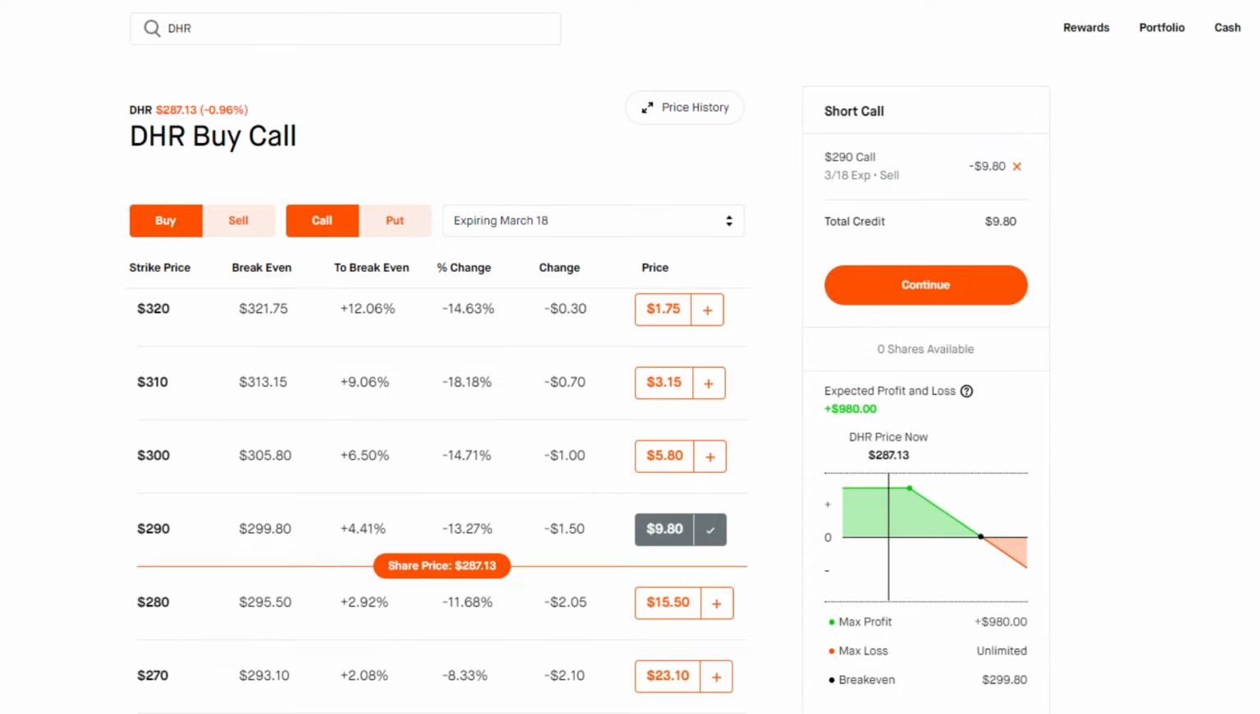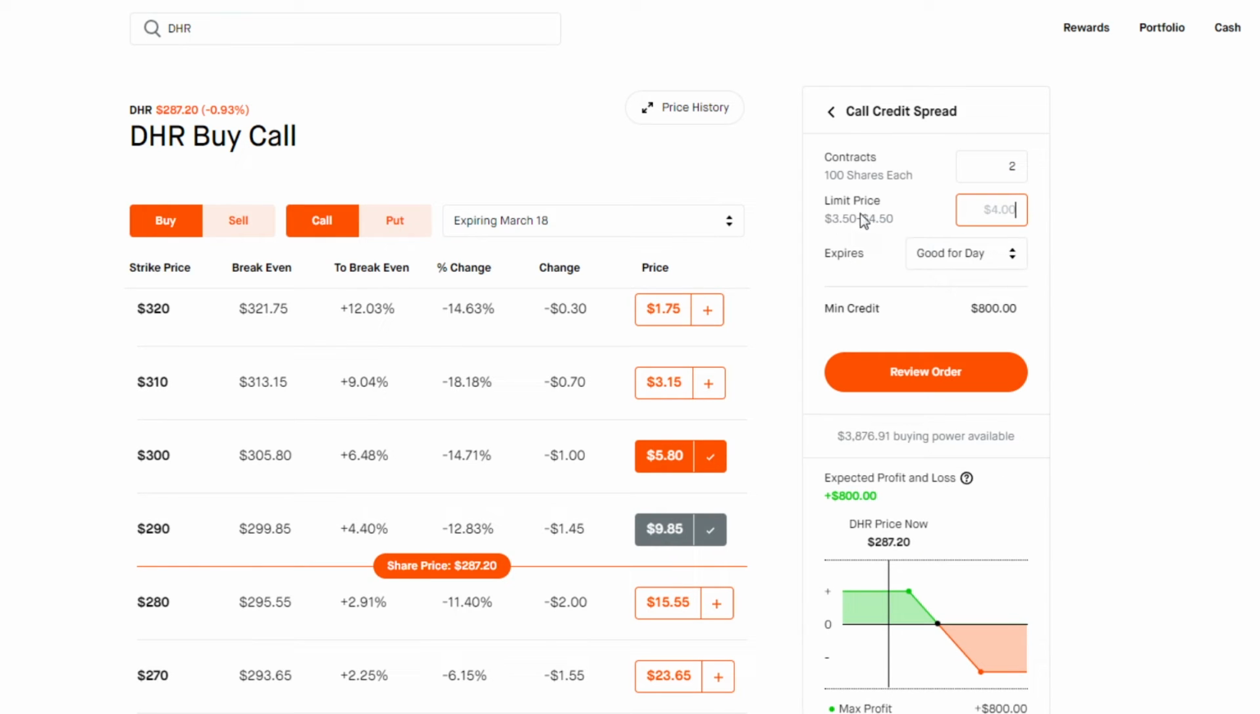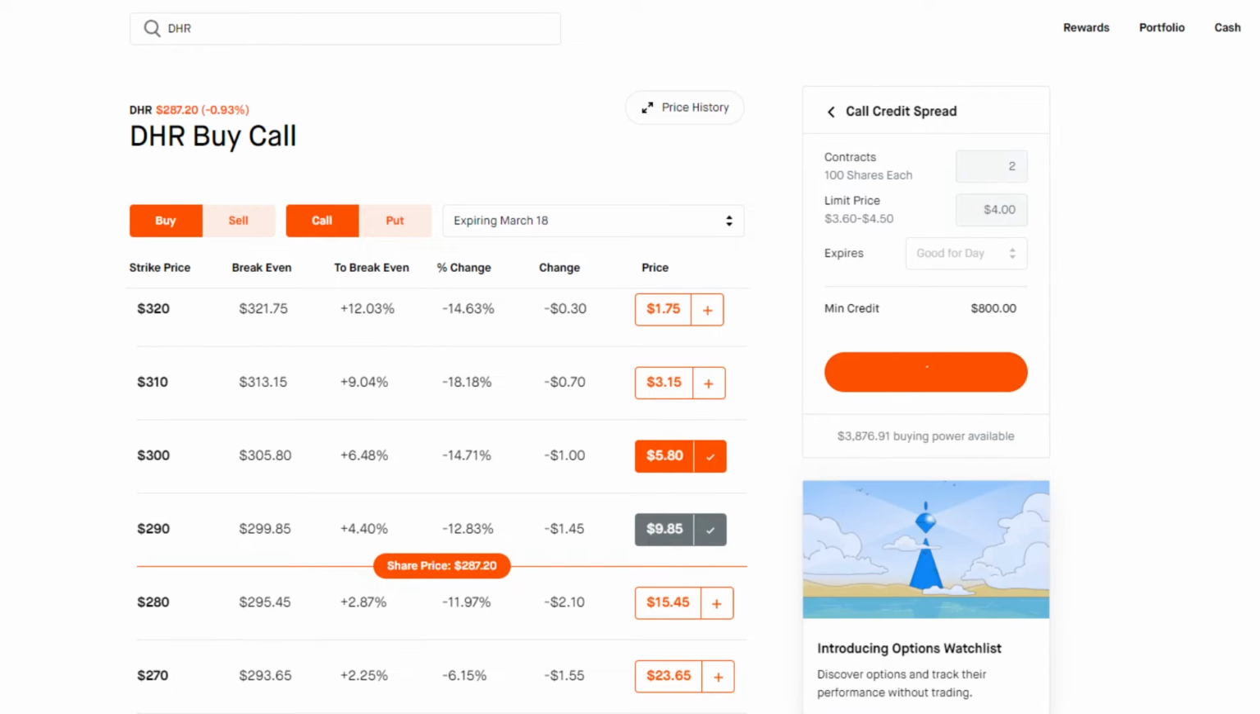Now I don't want to have unlimited risk to the upside, so I'm going to go ahead and buy the 300. Just see how I clicked it there. That's going to give me a credit of $4. And that 4 is the midpoint. It's a fairly wide spread, so not the best of options, but let's go ahead and see if we can get filled here at $4. Well, let's see if it went up, so I can probably get it. Let's try to get $4.